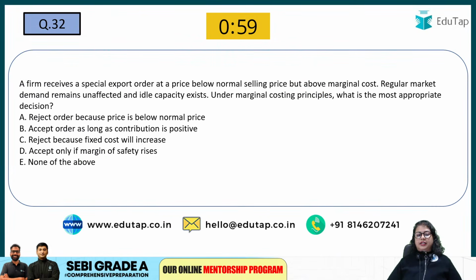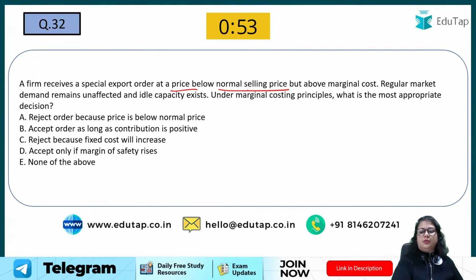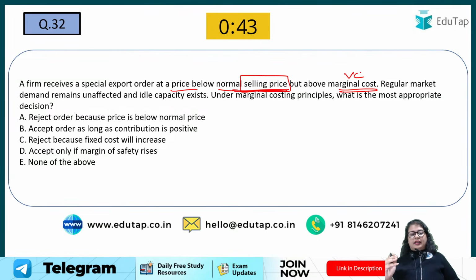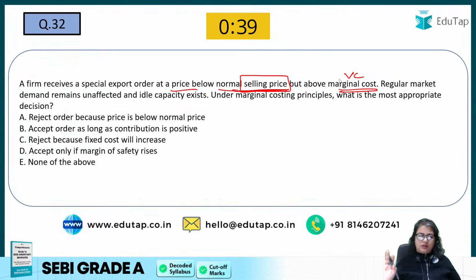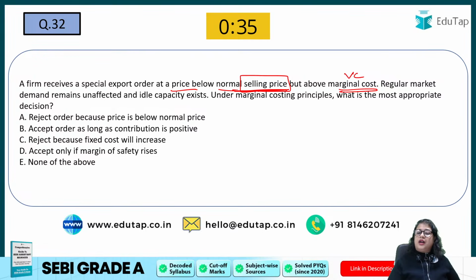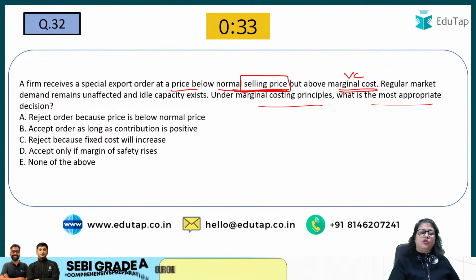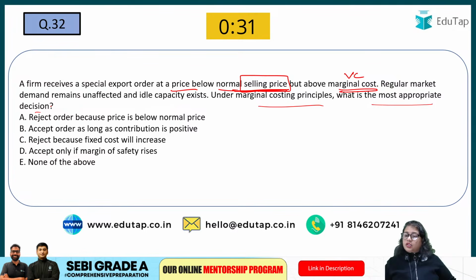Next question number 32. A firm receives a special export order at a price below the normal selling price. Okay, below the normal selling price. That means you might be giving some discount, but above the marginal cost, or you can say the variable cost. So the regular market demand is unaffected. Idle capacity still exists. Under the marginal costing principle, what is the most appropriate decision?